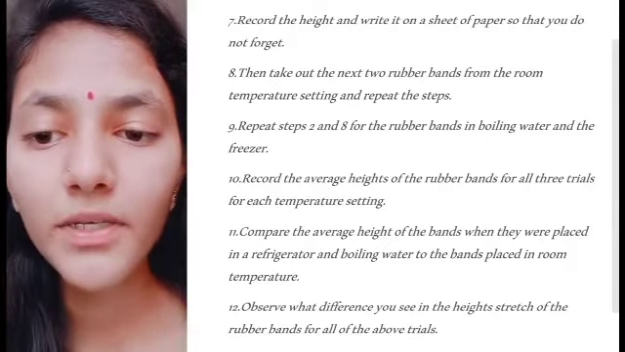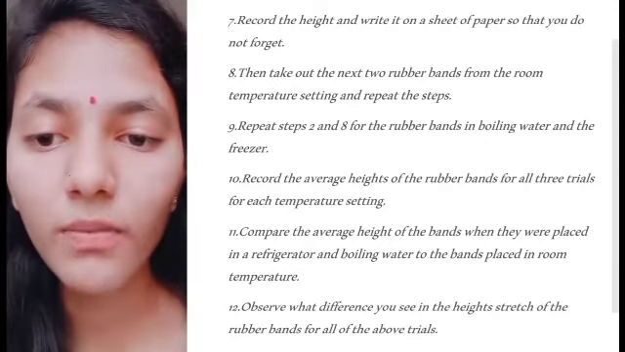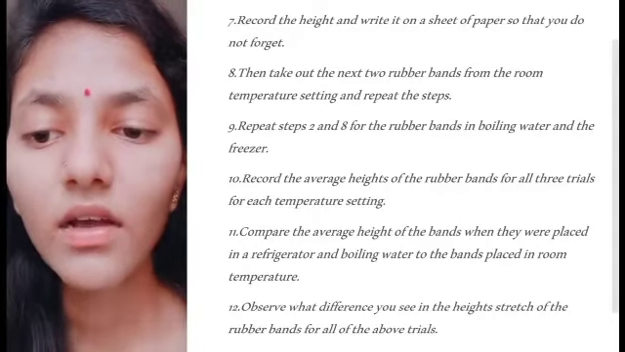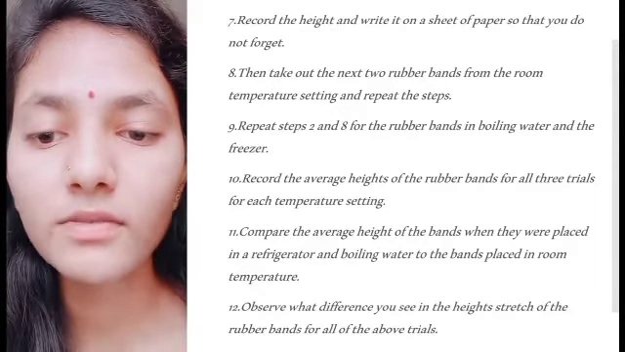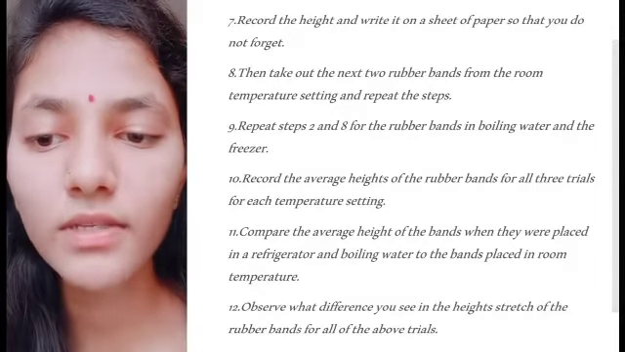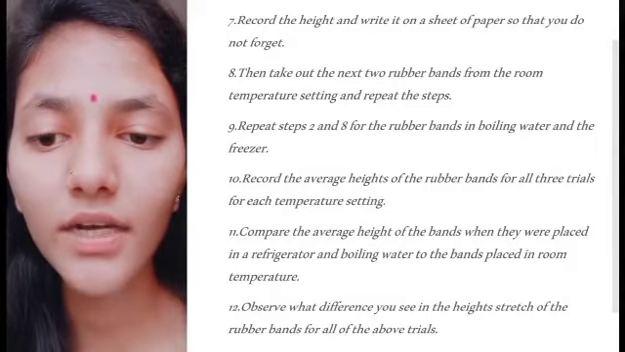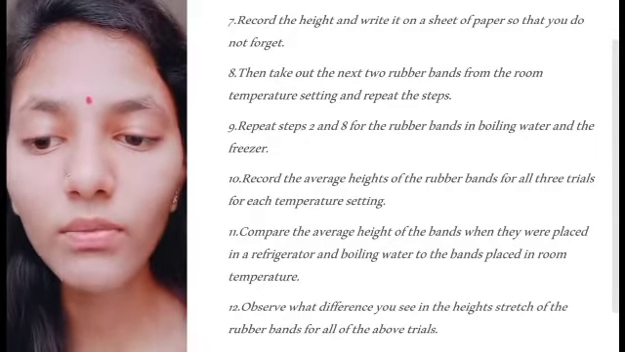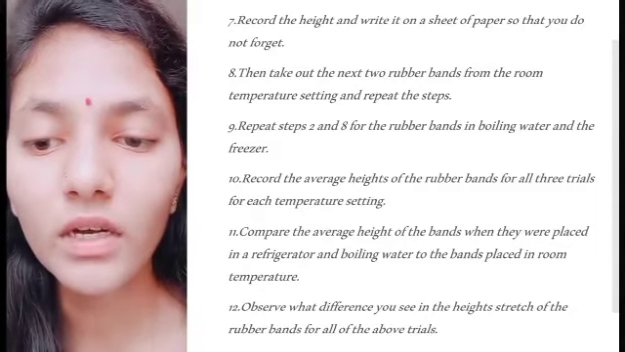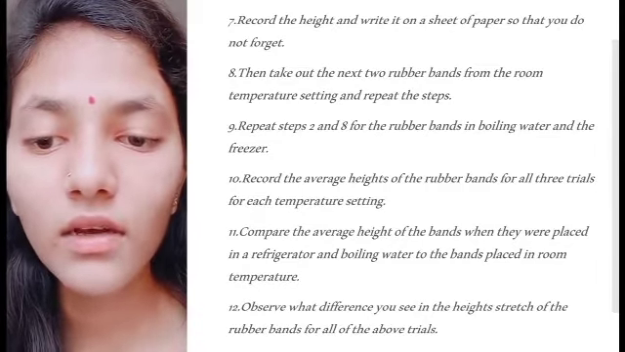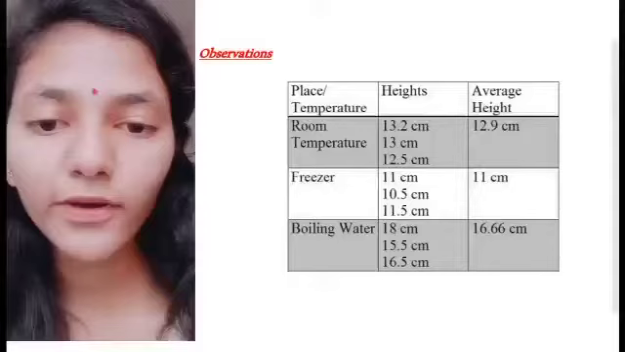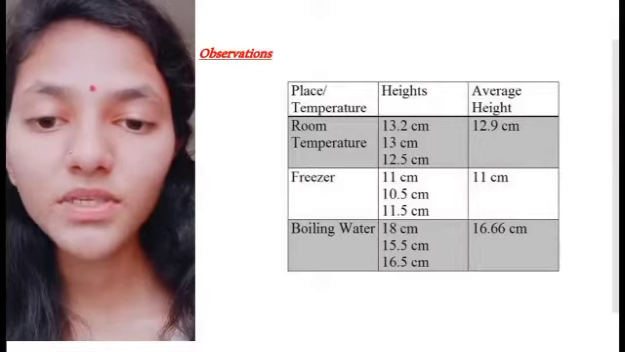9th, repeat steps 2 to 8 for the rubber bands in boiling water and refrigerator. 10th, record the average height of the rubber bands for all 3 trials for each temperature setting. 11. Compare the average height of the bands when they were placed in the refrigerator and boiling water to the bands placed in room temperature. Observe the difference you can see in the height of stretch of rubber bands for all of the above trials.